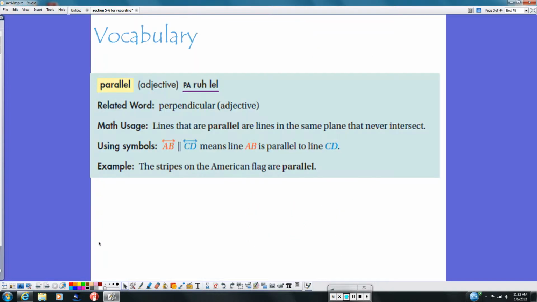Our vocabulary word for this part of the section is parallel, and parallel lines are lines that are in the same plane but never intersect. When you get to geometry next year, you'll use this symbol here that kind of looks like two straight lines. That is the symbol for parallel.